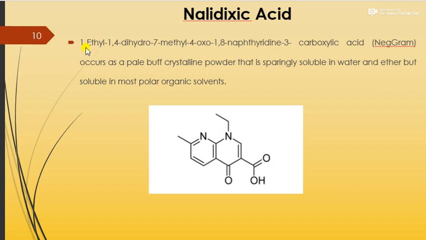So its nomenclature is 1-ethyl 1,4-dihydro 7-methyl 4-oxo 1,8-naphthyridine 3-carboxylic acid, which occurs as a pale buff crystalline powder which is sparingly soluble in water and ether, but it is soluble in most polar organic solvents.